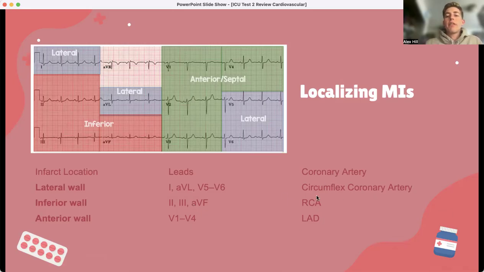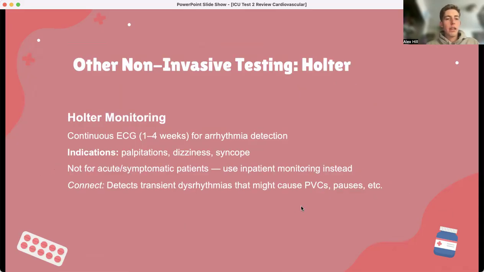And then here are the different arteries. You have the circumflex coronary artery, which is the lateral wall. So think of circumflex like circumference, it goes around the edges. The right coronary artery is the inferior, and the left anterior descending artery is the anterior. You can remember this too, because we talked earlier that the front of the heart is the right side of the heart. So that's kind of like the inferior, kind of. Anyways, just remember that.